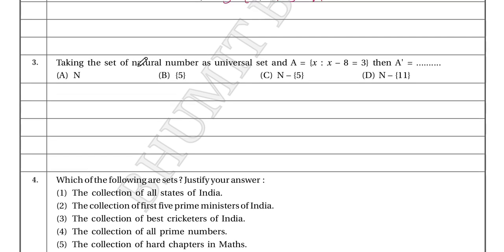Taking the set of natural numbers as the universal set, so the universal set is natural numbers 1, 2, 3, 4 and so on. A set is given: x such that x minus 8 is equal to 3, meaning it satisfies that condition. If we solve this condition, we get x is equal to 3 plus 8, which is x equal to 11. So in this set A, we have only one element, that is 11.